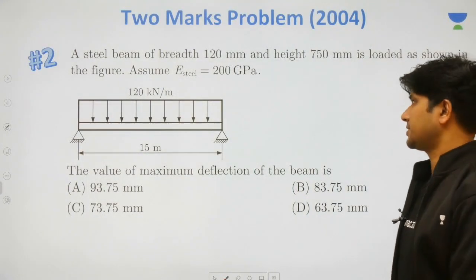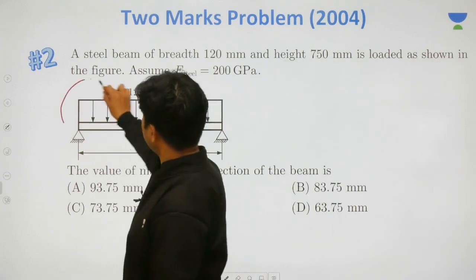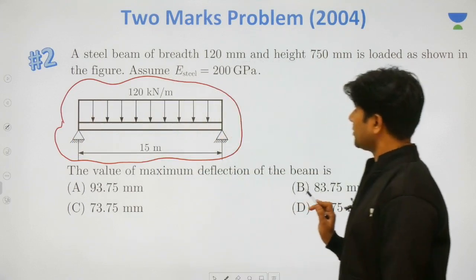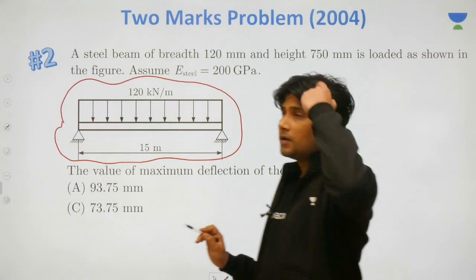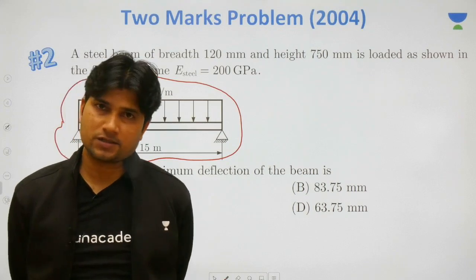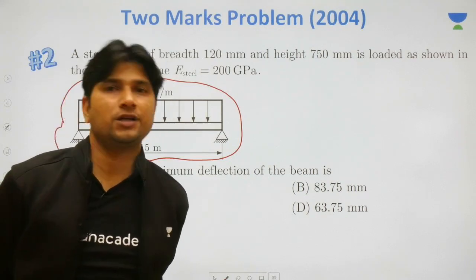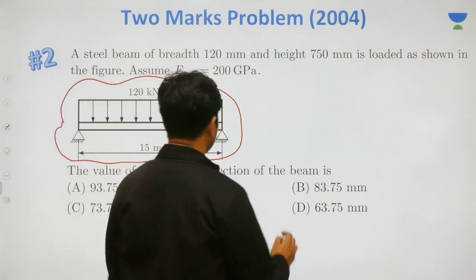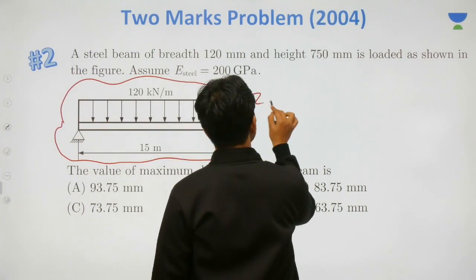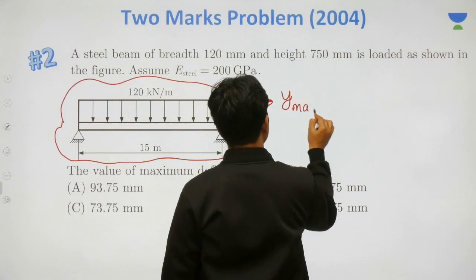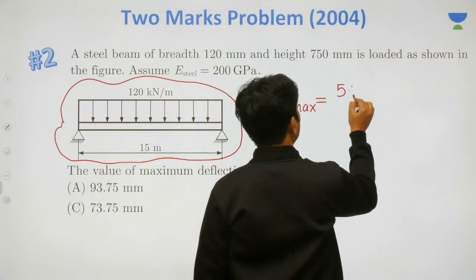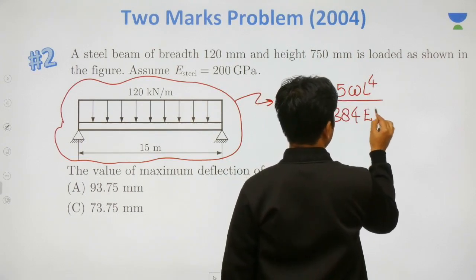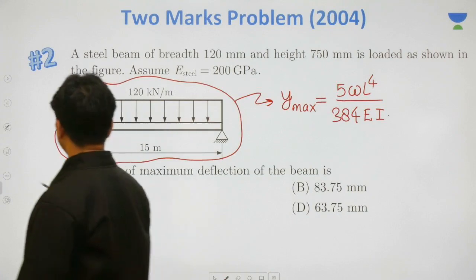This is the second standard beam, simply supported beam, and this is a 2 marks problem. Incidentally, they have asked cantilever based problems much more than simply supported based problems, but nonetheless this one is very simple. They are asking Y max. You know already for this beam Y max is 5 omega L raised to 4 divided by 384 EI.